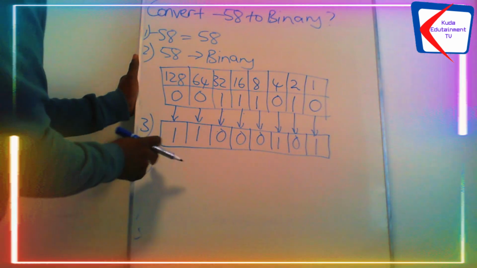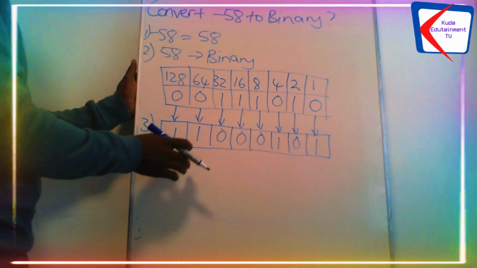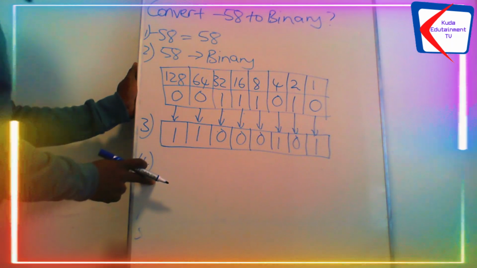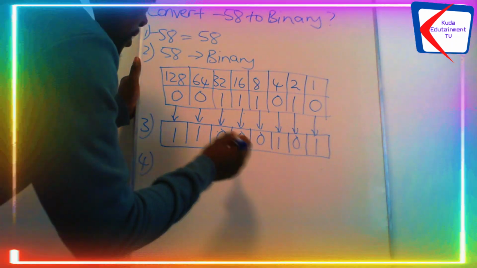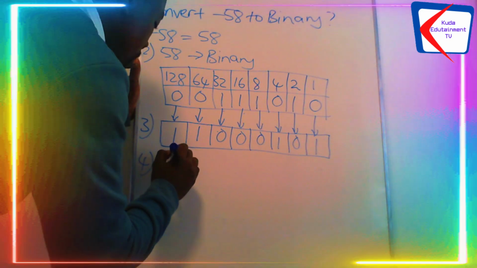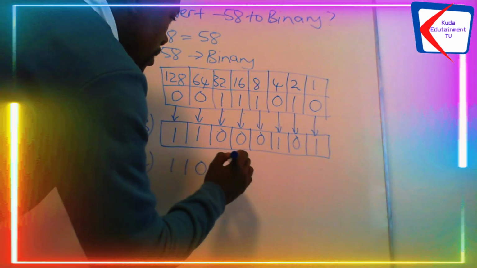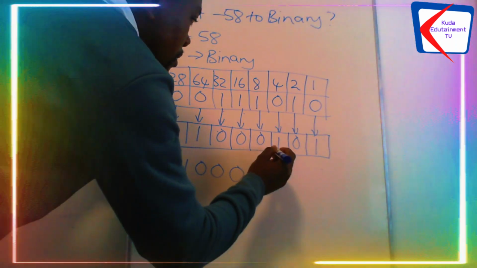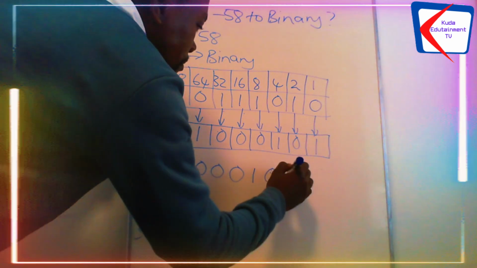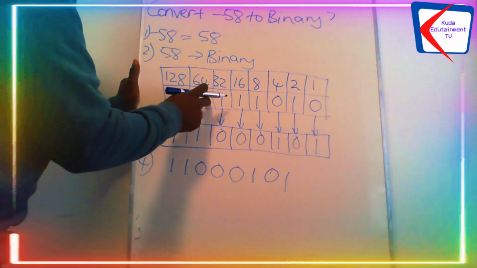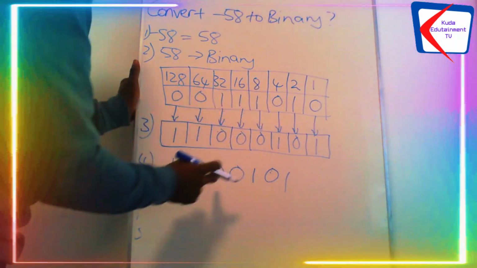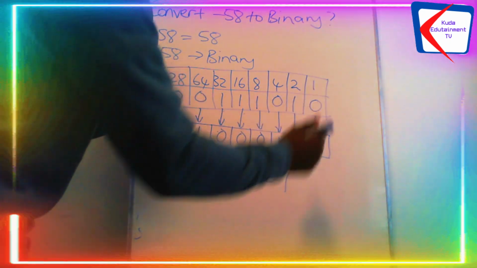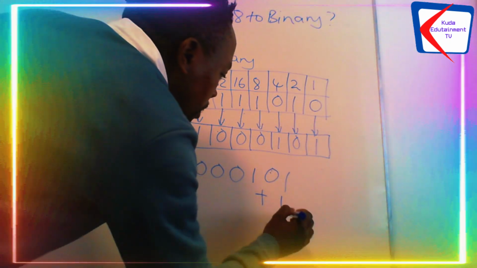Stage number 4, we said you simply add binary 1 to the result of stage number 3. So this is the result of stage number 3. So stage number 4, you add binary 1. So let us just rewrite this binary number, which is 1 1 0 0 0 1 0 1. Right? Then we add binary 1 like this.